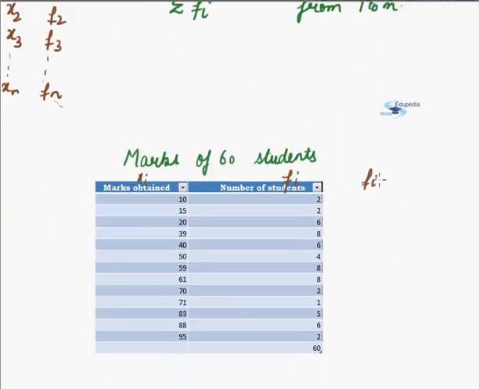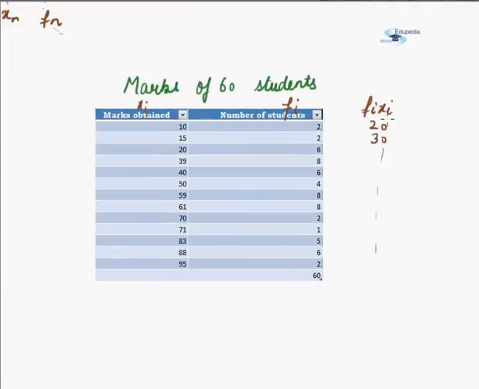So let us calculate the products in a separate column. For the first observation, it will be 10 multiplied by 2, that is 20. For the second observation, it will be 15 multiplied by 2, that is 30, and so on. Once we have calculated all these products, we will be summing up these products and calculating the mean by dividing this sum by the total frequency, or the sum of all the frequencies.